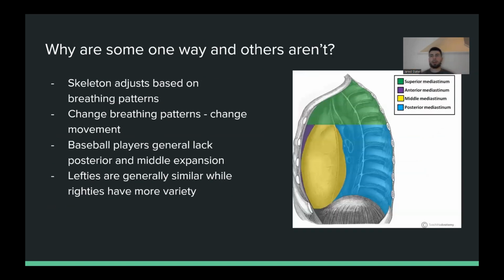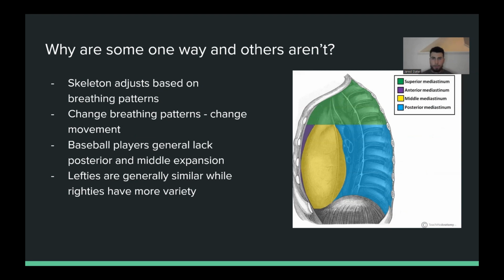So why are some people's pelvis, or let's just say orientation in general, why are some orientations different than others? Your skeleton will adjust and move based on your breathing patterns. Ribs 5 through 7 are very malleable. I think that's the right word. They can basically become wider or narrow. That becomes ISA, which is another thing. But basically, your skeleton will change based on your breathing patterns.